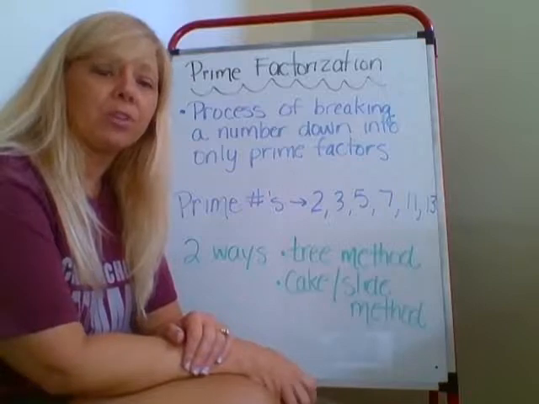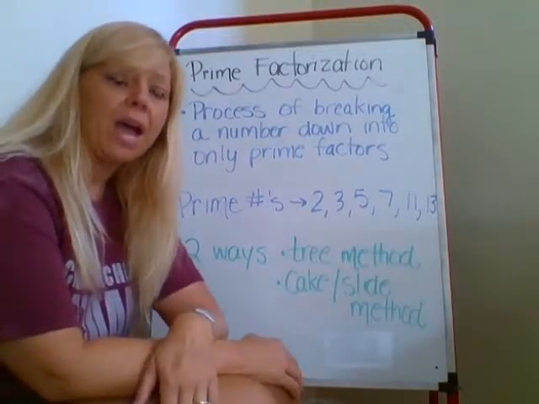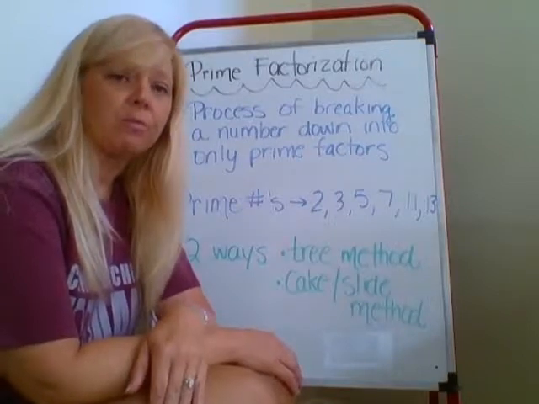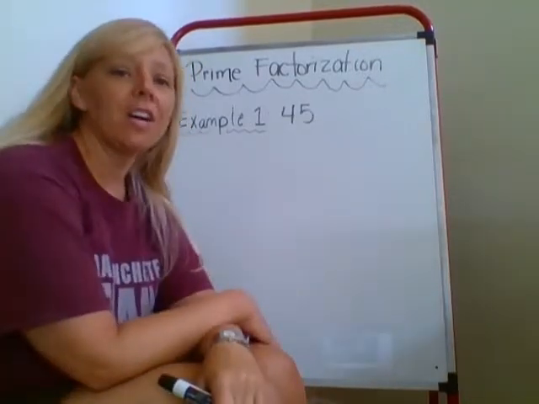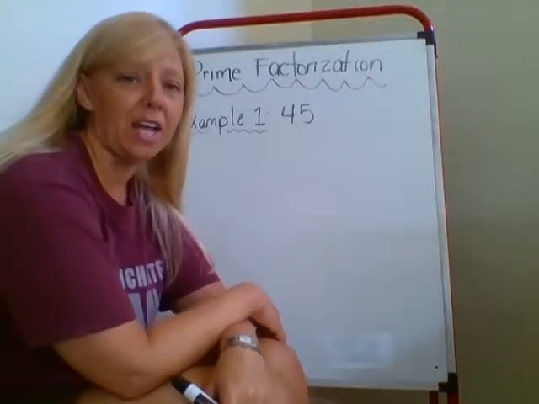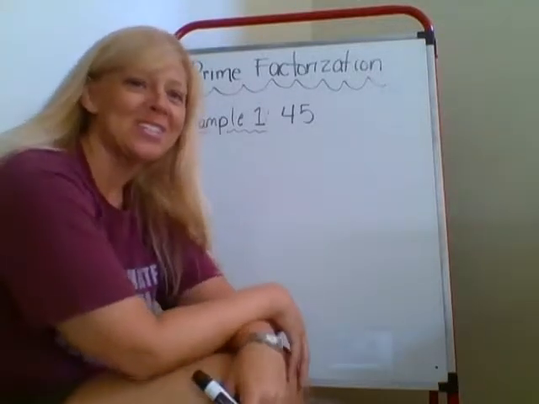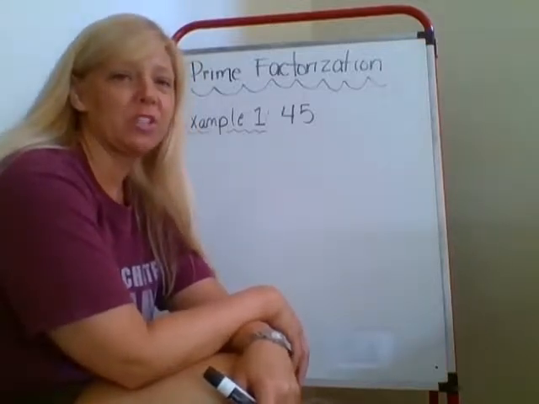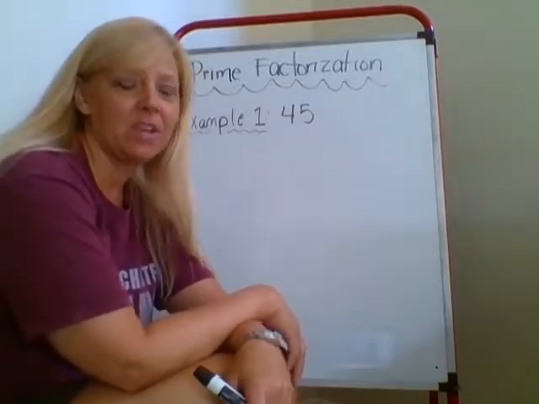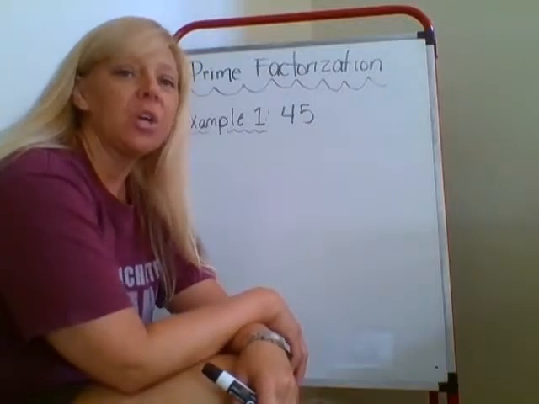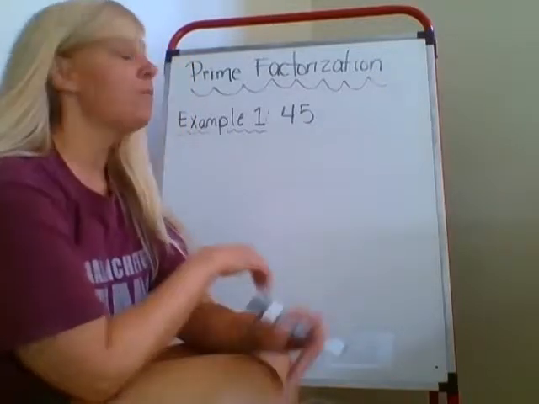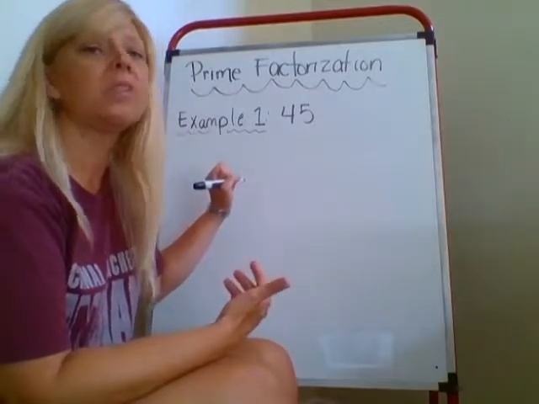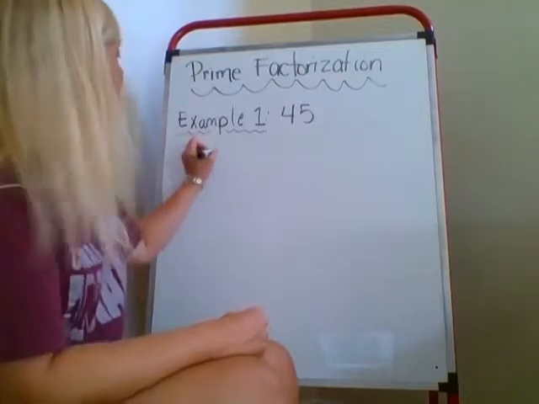I'm going to be doing about 3 or 4 examples so I can show you how to break numbers down, decompose them into only their prime factors. All right, so our first example is going to be 45, which my son gave me that number to do. And so we're going to be breaking 45 down both ways. First way is going to be the tree method, and the other way is going to be the cake or slide method. So if I'm breaking 45 down, I need to think of my multiplication facts and think of what numbers I can break 45 into.